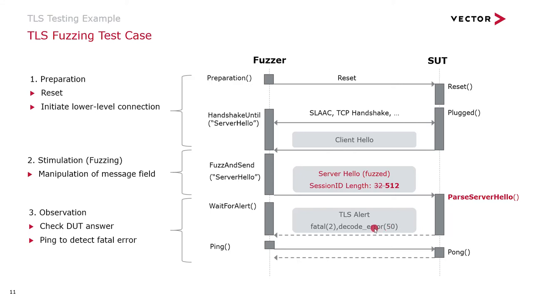Another way of testing the system under test: for example, if it just doesn't answer with anything, we are still not sure whether it passed or it just ignored it or whatever happened. We can also do a check for a more critical error. So we just ping it, and if it doesn't answer, maybe something worse happened. Or if we, for example, have a reset counter and see, okay, it has reset, then something bad happened, and we can report that. So this is how all of the fuzz test cases work, and this is also how they work for other protocols: always first prepare, simulate, and then observe.